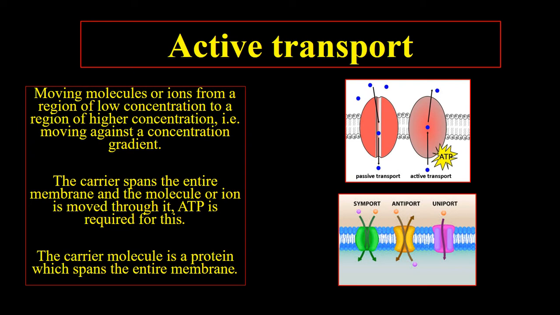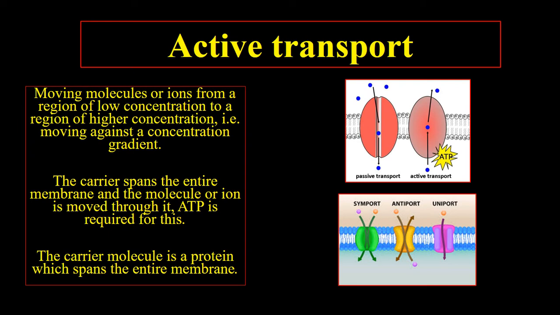Diffusion is a purely physical process in which molecules or ions move from a region of higher to lower concentration. Now we know it. However, there are certain biological situations where the reverse happens. Molecules or ions are moved from a region of lower concentration to a region of higher concentration. They move against a concentration gradient. This movement against a concentration gradient is called active transport.